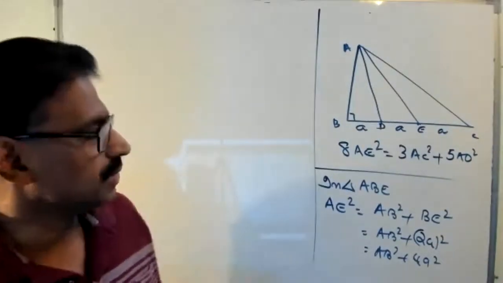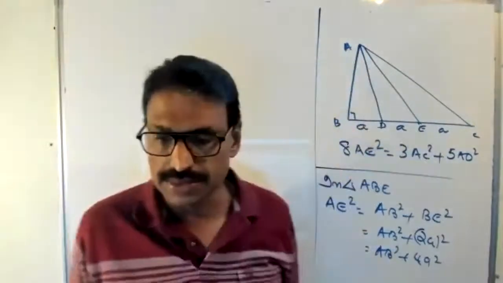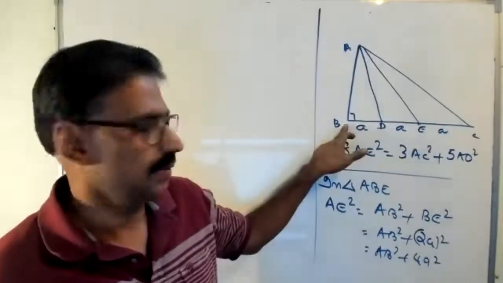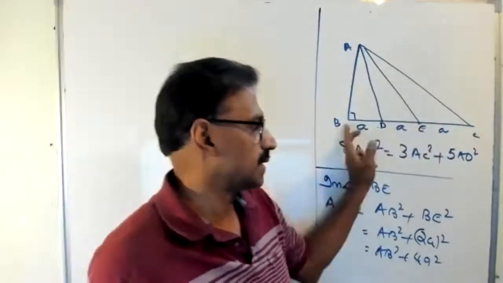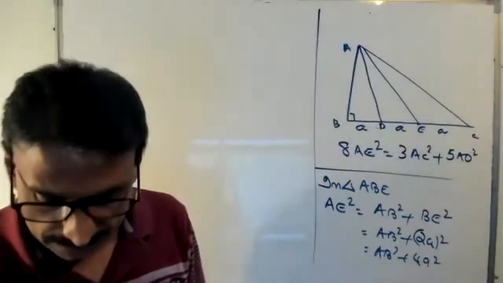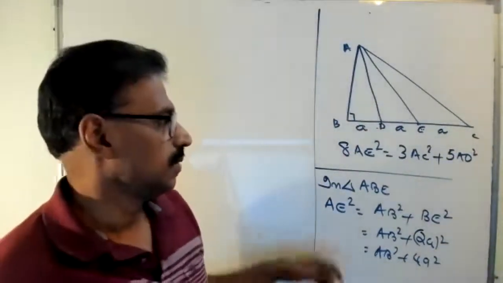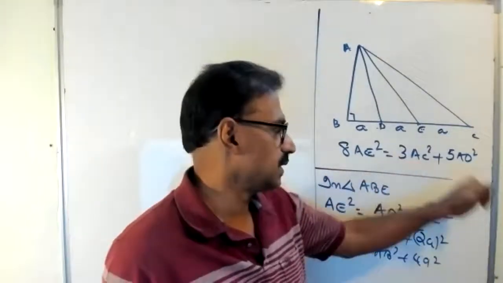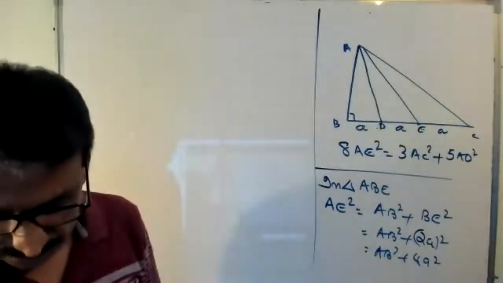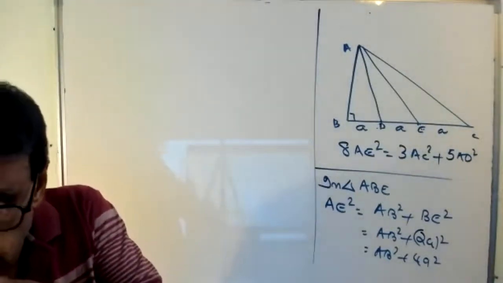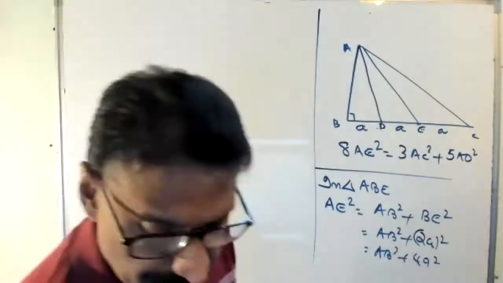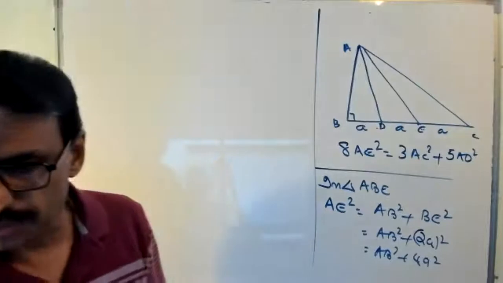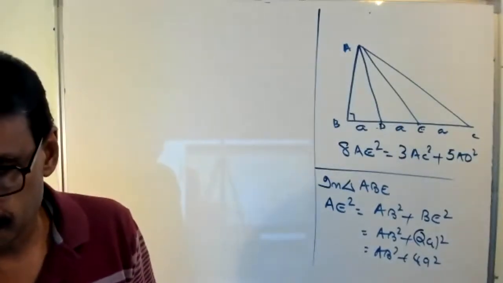Question is, in triangle ABC, angle B 90 degree. D and E trisect BC. Prove that 8A square equal to 3AC square plus 5AD square. It's clear now? Okay. Question clear now? Okay.